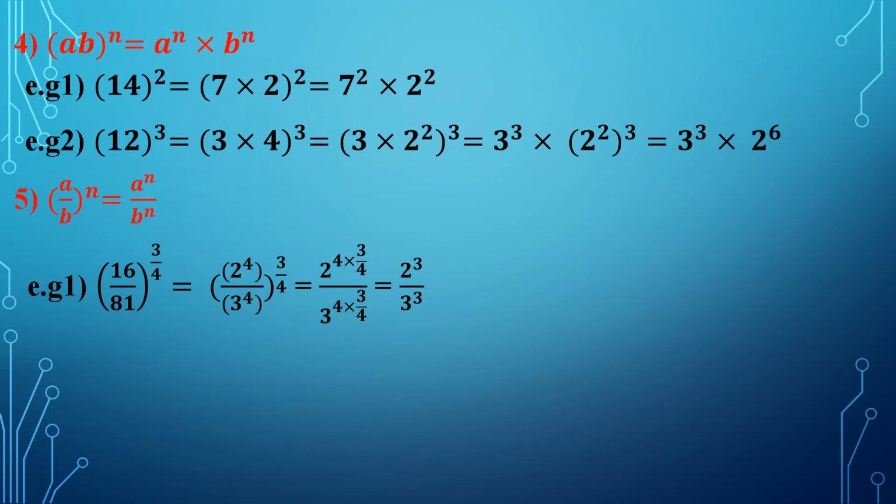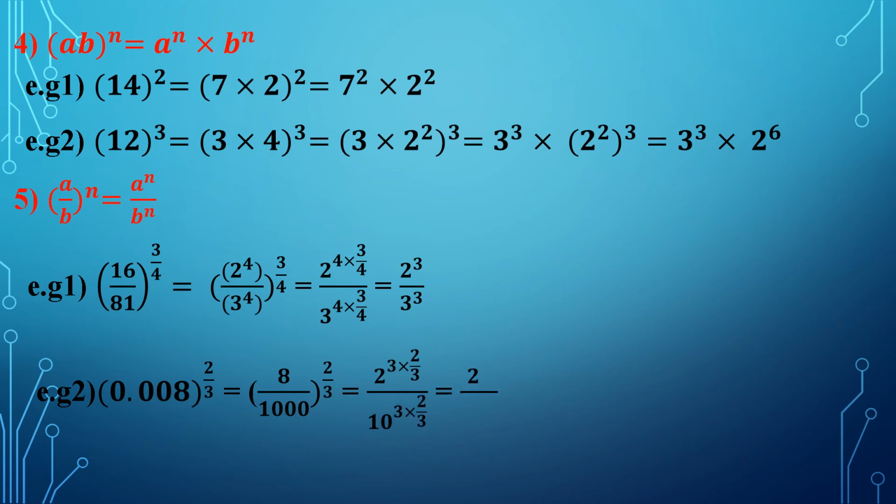After cancellation, what we will get? We will get 2 cube upon 3 cube. If you are asked, you can still simplify further. You can multiply and find the final answer. Next example.